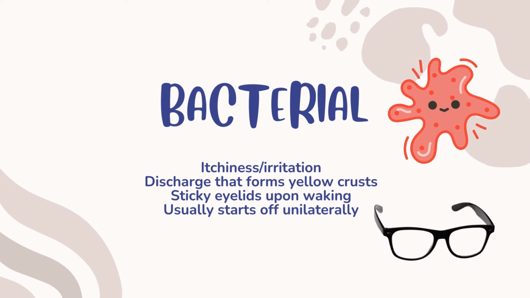The first one we're going to take a look at is bacterial. It's not as common as viral conjunctivitis, and it usually occurs mostly in children. We don't see it as frequently in adults. The main symptoms are itchiness, yellow discharge that forms a crust, causing sticky eyelids when you wake up. Usually starts off in one eye, but easily spreads to the other eye because of how contagious it is.